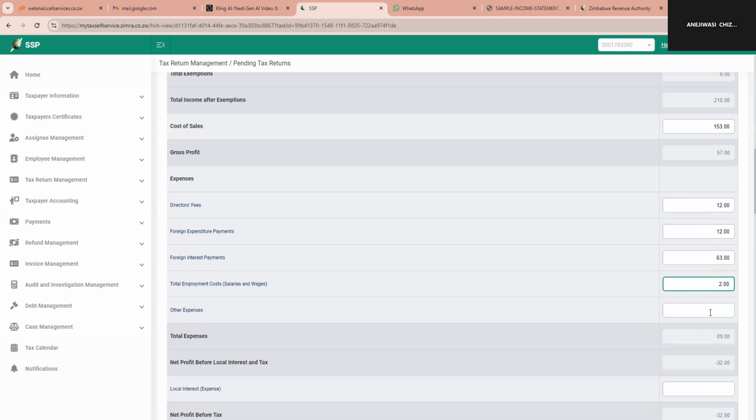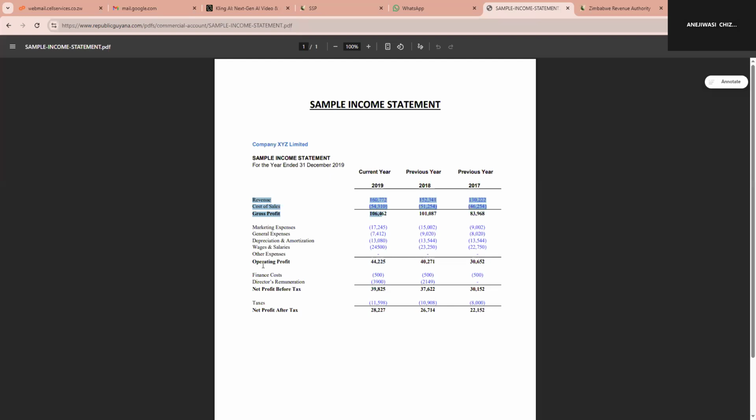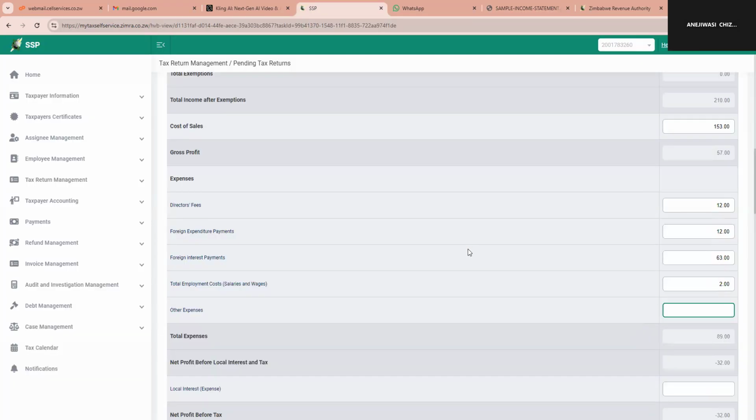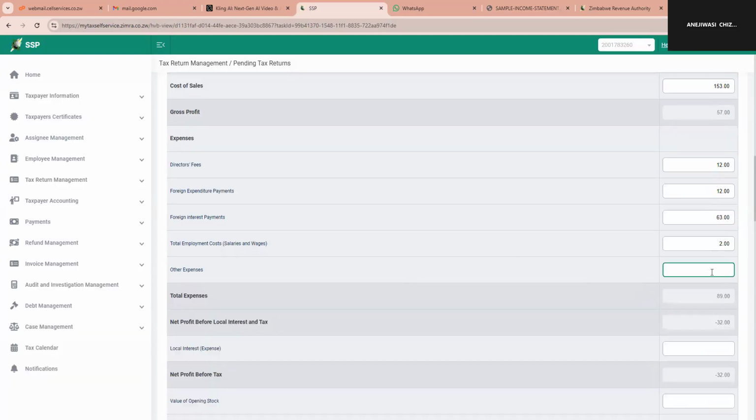Then the other expenses. So you could find from your income statement, you've got a list of expenses, marketing expenses, rentals, whatever. But when you come to your terms here, when you're doing a return, you are simply batching all the expenses, and the only ones that you are putting as standalones are director's fees, foreign expenditure payments, foreign interest payments. For most companies, you don't have this. But your salaries and wages, of course, you have. Then the other expenses, you are just putting up the total there. So it will compute and say, okay, these are your total expenses, net profit before local interest and tax. Then it gives you that.